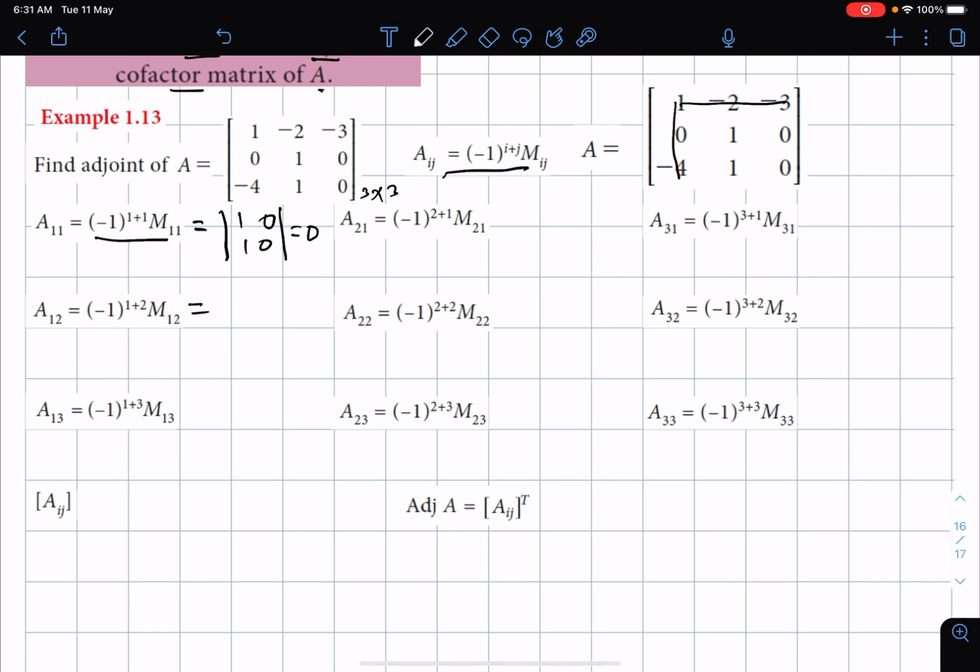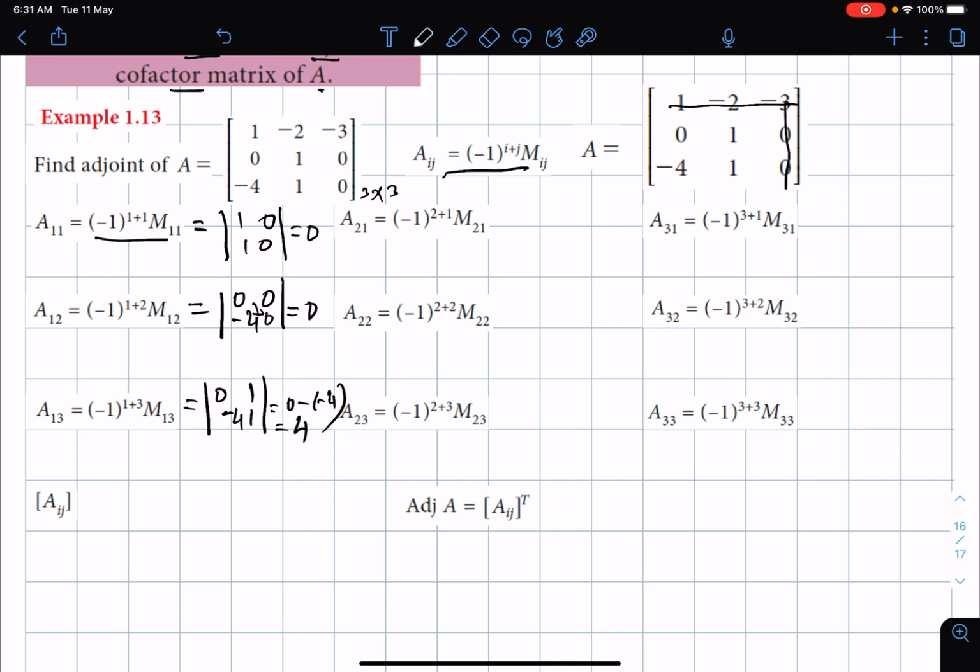Now for the second one, you take the second element of the first row, cancelling this column and this row. Your determinant is going to be 0, 0, minus 4 and 0. Again your answer is going to be 0 because you are multiplying by 0. Now coming to the third element of the first row, you cancel out the third column and the first row. You get the determinant 0, 1, minus 4, 1. This is going to be 0 minus of minus 4, that is going to be plus 4.